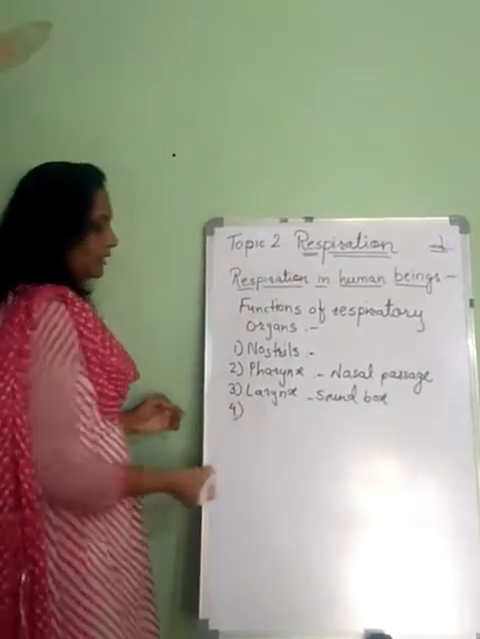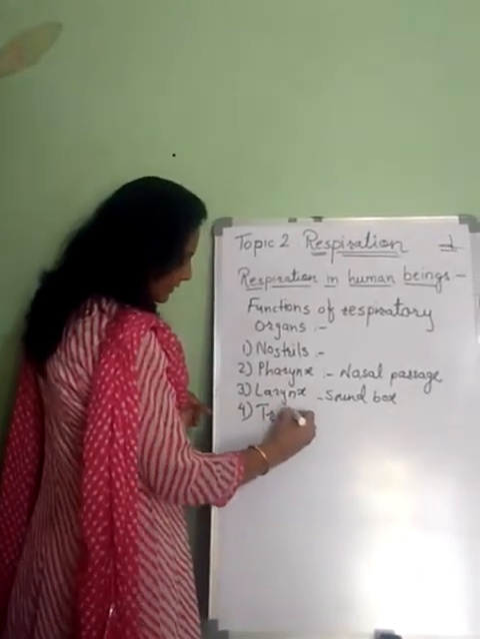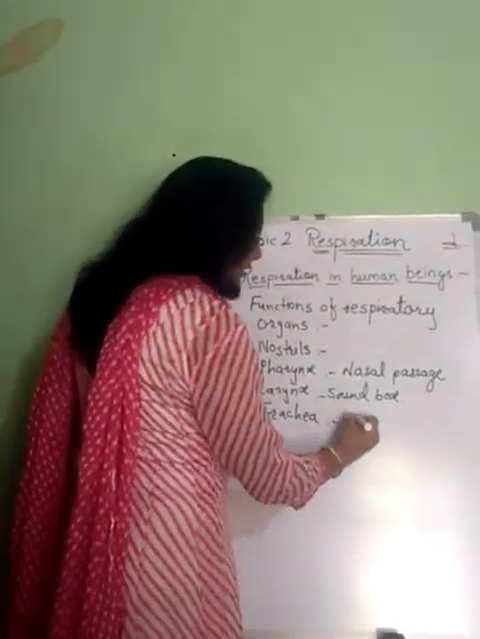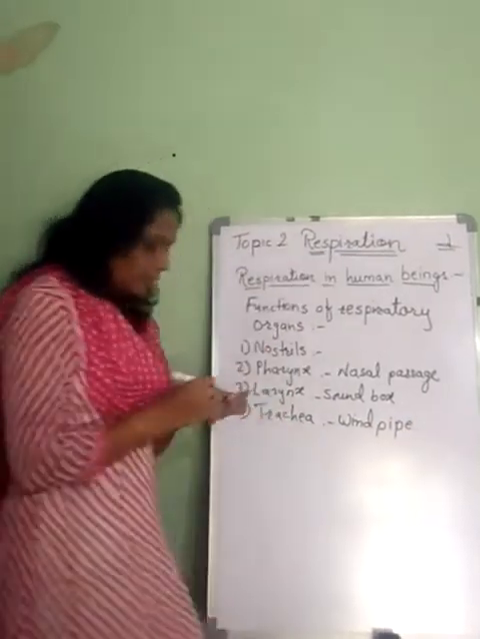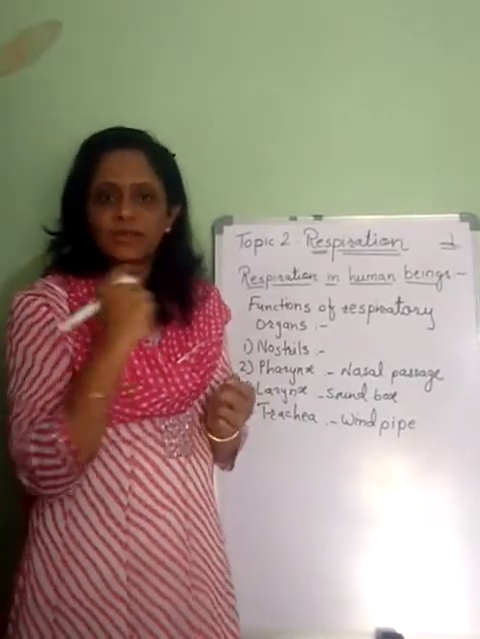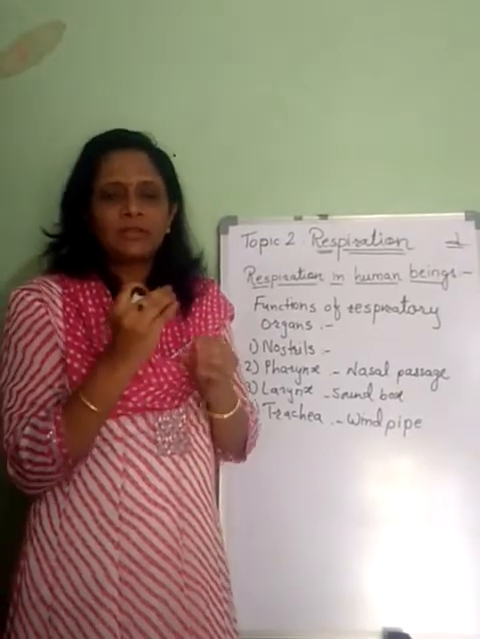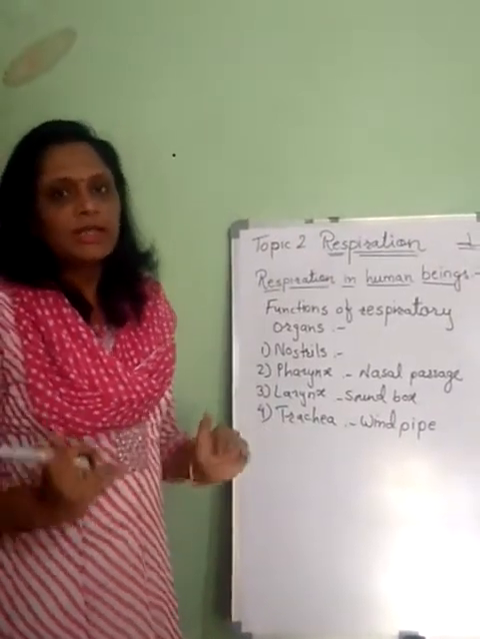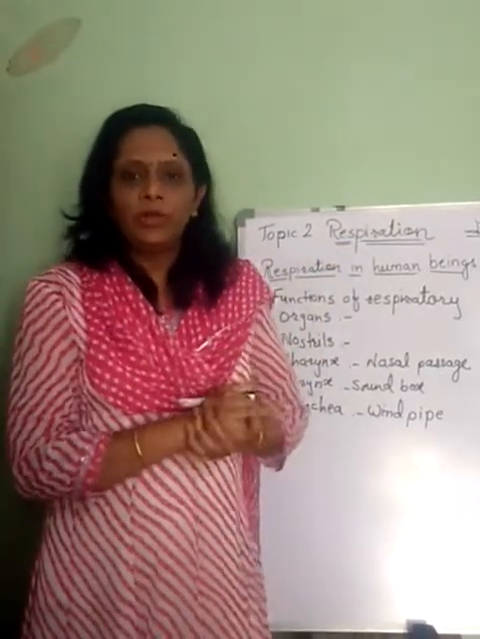Then the fourth organ is the trachea. Yesterday we have seen the trachea is also called the windpipe. This trachea is made up of cartilage and has small ring-like, annular structures. With the help of its contraction and relaxation, a little contraction and relaxation, the air moves down towards the lungs. So the trachea passes the air into the lungs.